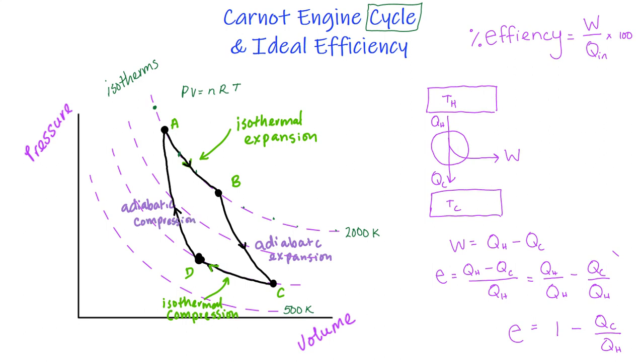Now, in order for this very first process, A to B, to occur as an isothermal expansion, we're going to have an input of heat. And so I'm going to call that one the QH value.